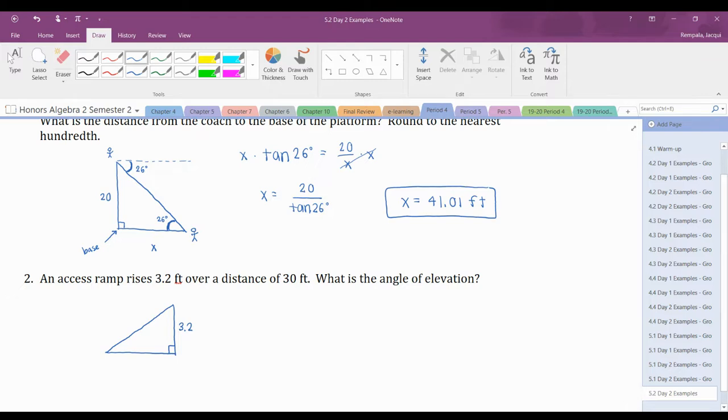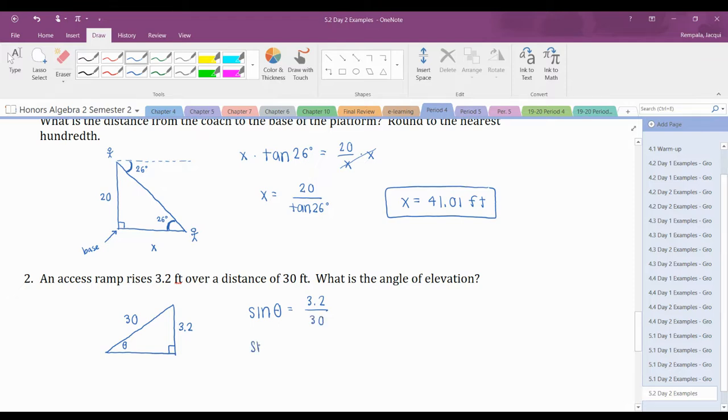So hopefully you're thinking, well, what does a ramp do? A ramp is an incline where you're avoiding stairs. So this right here is going to be the 30. If they're asking what the angle of elevation is, that is going to be the angle down inside the triangle. So there is my angle. Notice that in the picture we sketched, the side that's opposite and the hypotenuse are in the triangle. Opposite and hypotenuse means we're using sine. So the sine of theta equals 3.2 over 30.